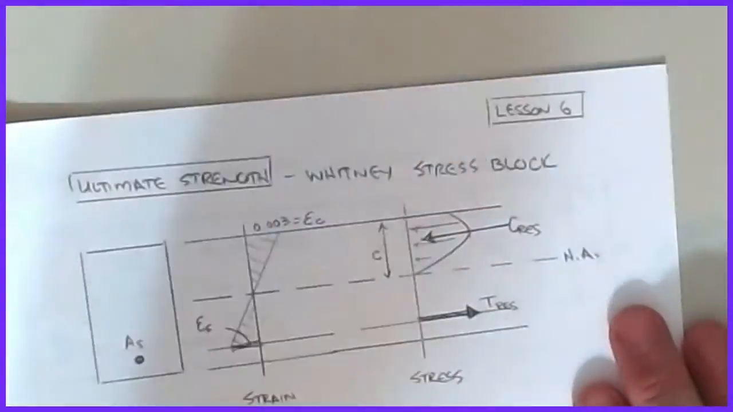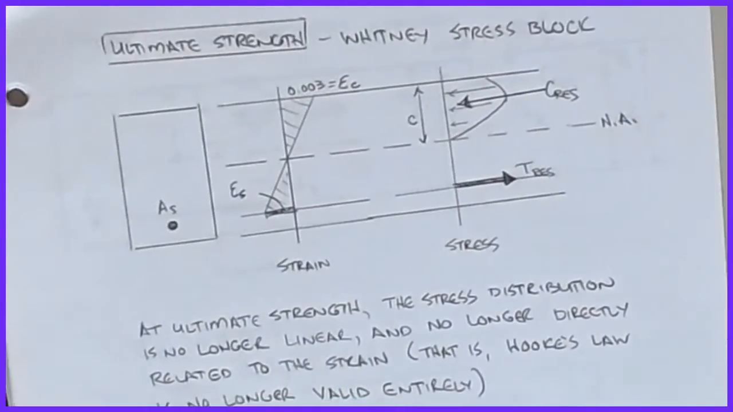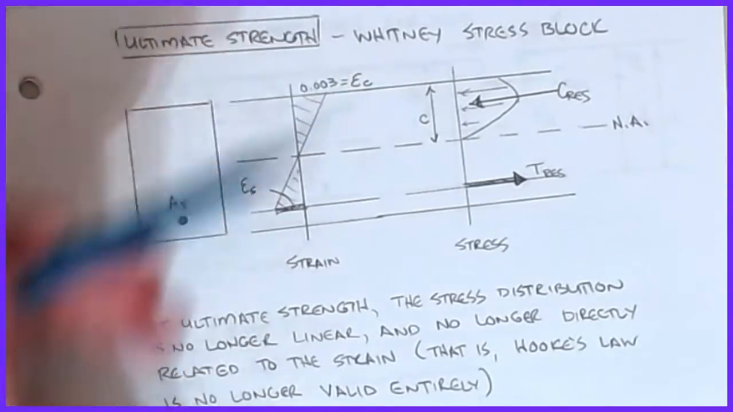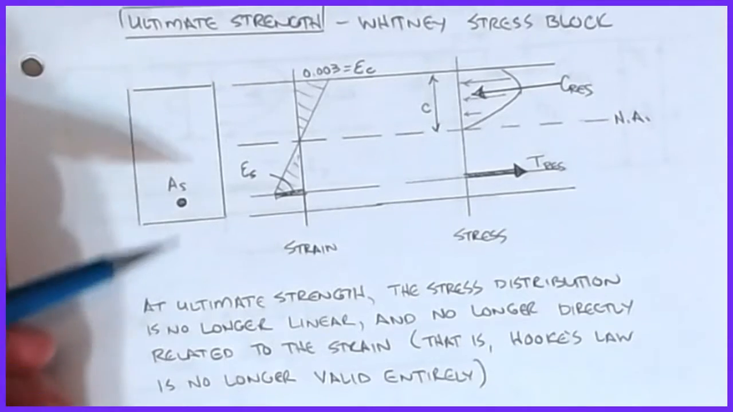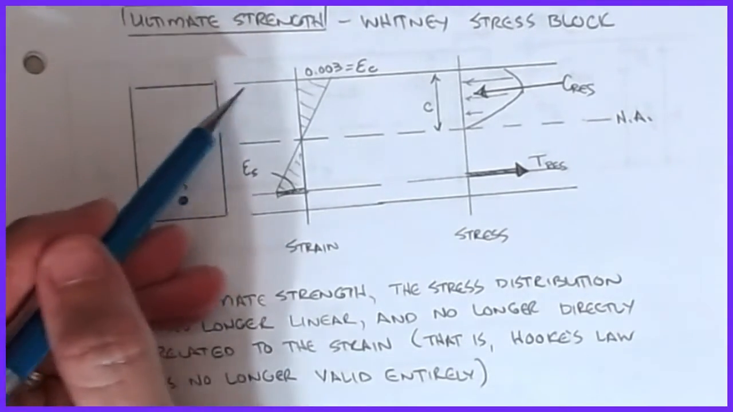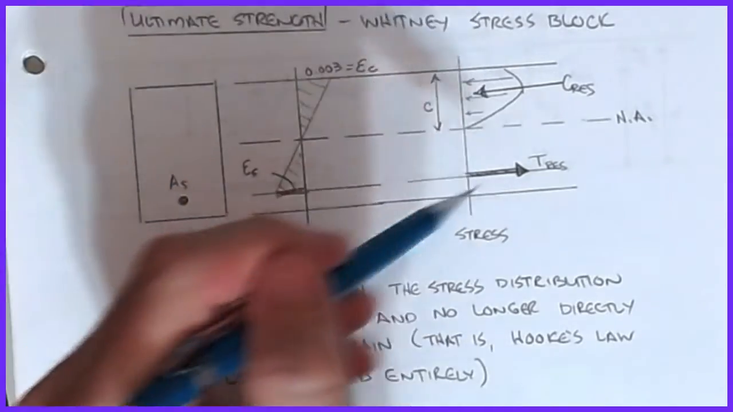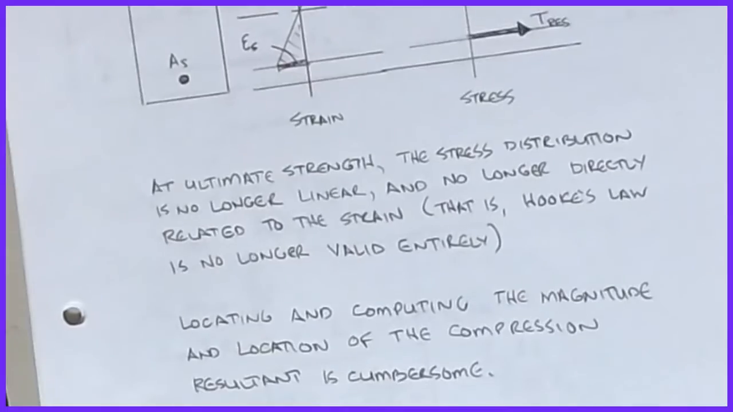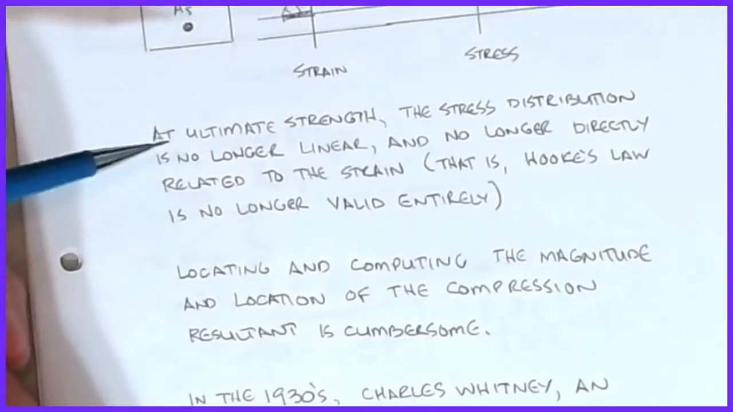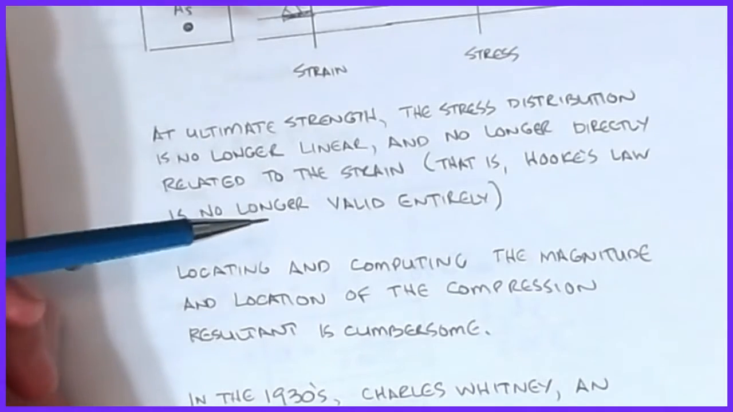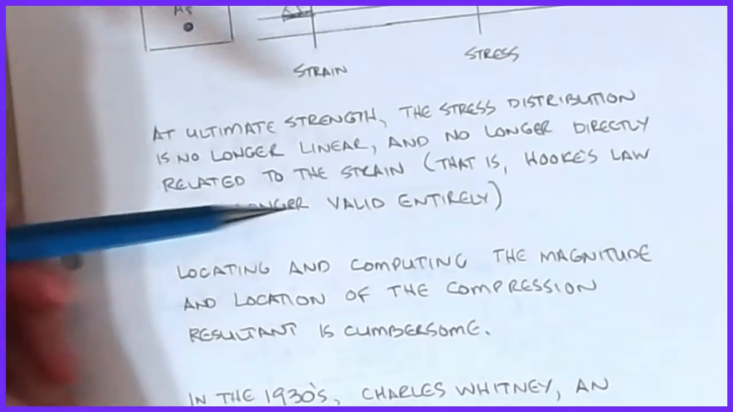And that's where Whitney comes in. Kind of the same idea as we have here. We're going to consider the ultimate strength, and we're going to look at what's called the Whitney stress block. Just like we talked about, here's my rectangular section, here's my strain diagram, and here are the corresponding stresses and strains. So nothing has changed in the setup. At ultimate strength, the stress distribution is no longer linear, and it can no longer be related to strain through Hooke's law.